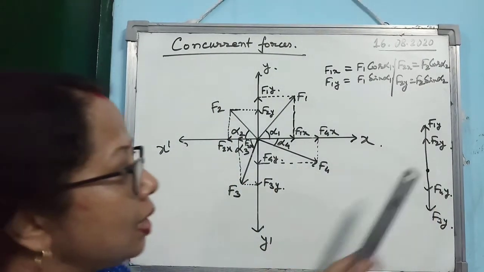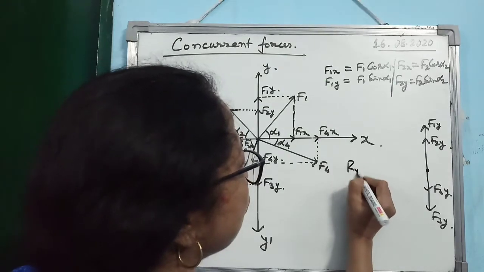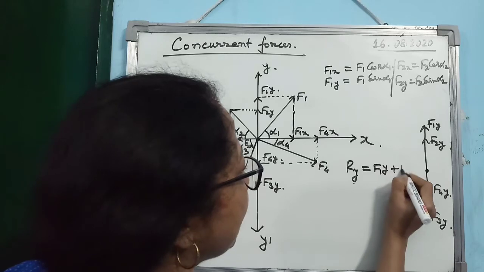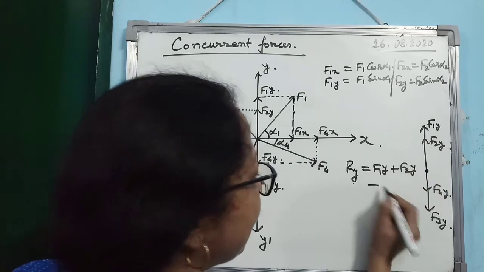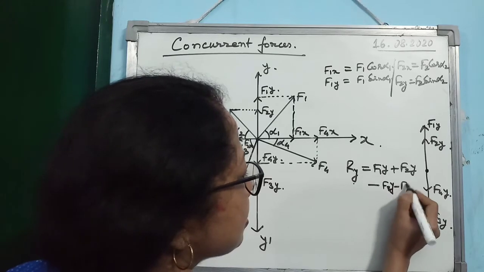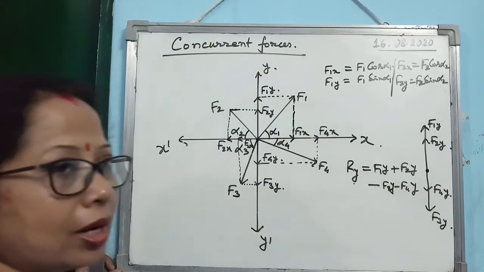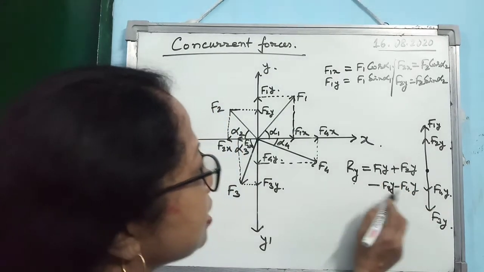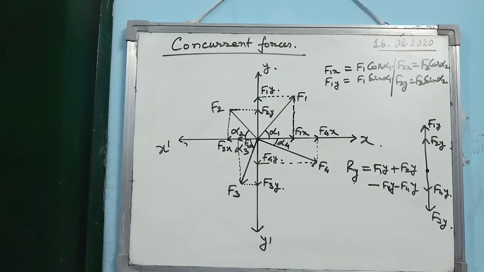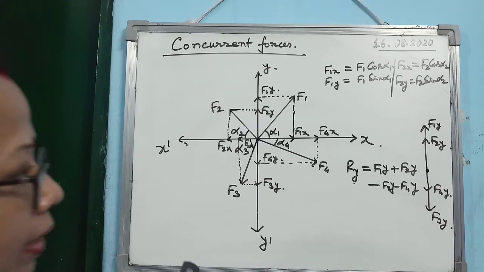So you see what will be the resultant force along y-axis? It will be F1y plus F2y minus F3y minus F4y. Got it? So you see, this is the way you can, sorry, I have not written it properly. Why I have made it big?